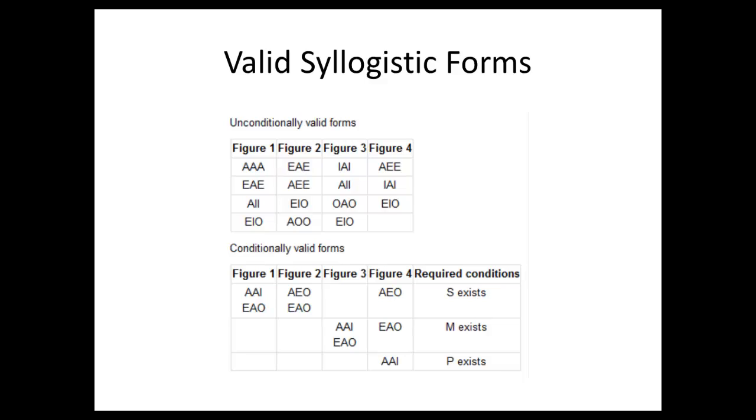So a figure 1 AAA argument about unicorns is always valid, whereas a figure 1 AAI argument about unicorns would not be valid if unicorn was the subject of the arguments. Now on to some examples, so that all of this will start making sense to you. The following process will determine whether any categorical syllogism is valid or invalid.